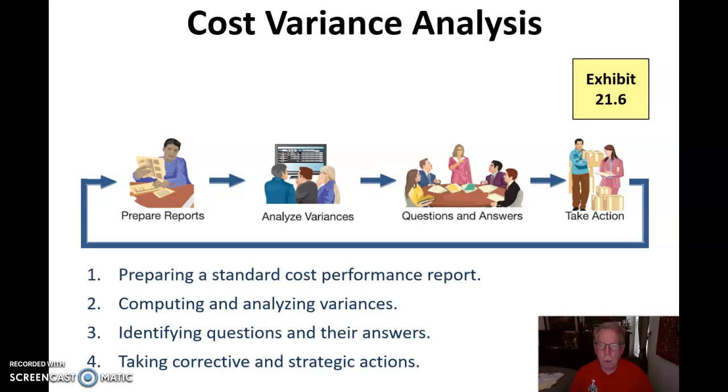Pretty straightforward. Okay, so what we do here is we prepare a standard cost performance report. And we analyze that. We analyze the variances. We discuss them with knowledgeable people in the plant. And then we take action, which may be a variety of different actions that we can take to take corrective and maybe even strategic actions in the future.